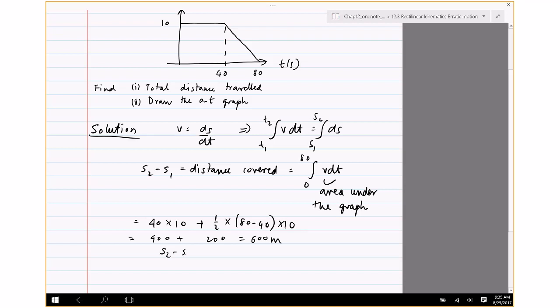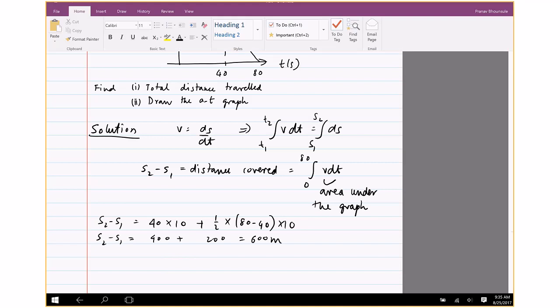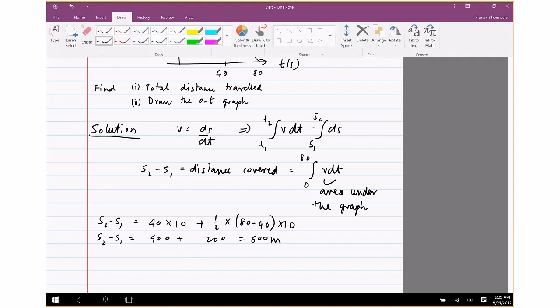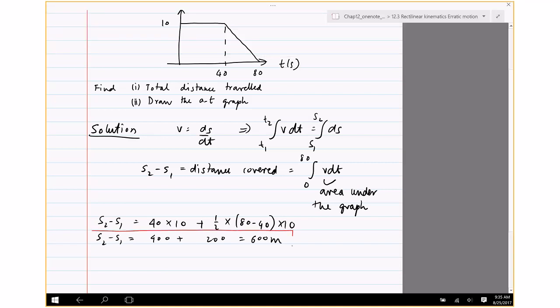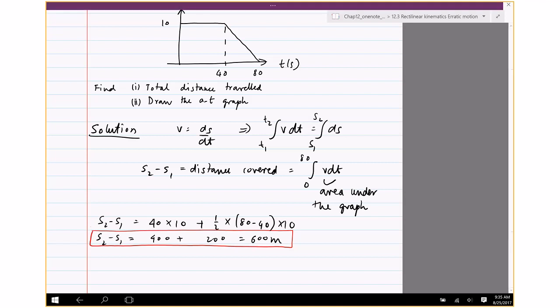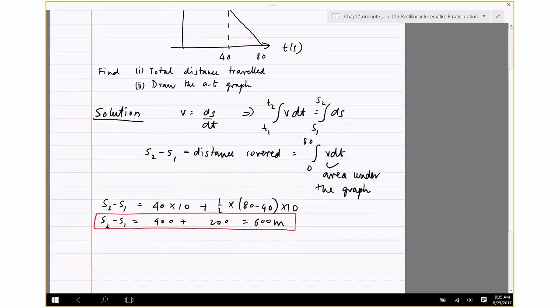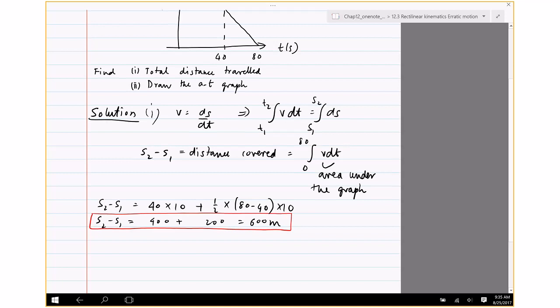So S2 minus S1 is 600 meters. So this is part 1. Part 2, I need to draw the acceleration time plot.